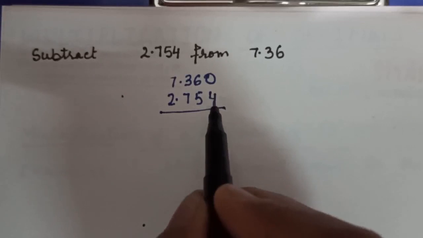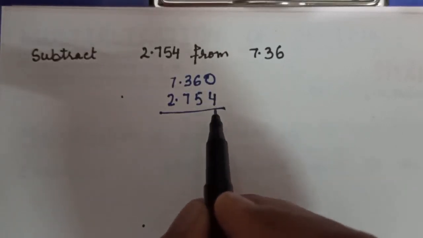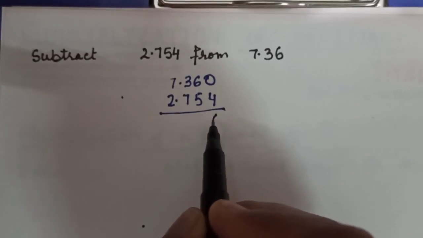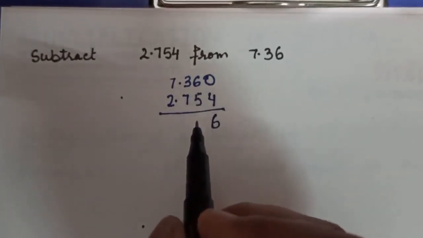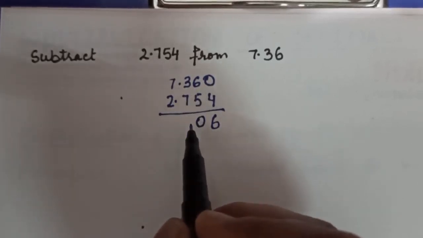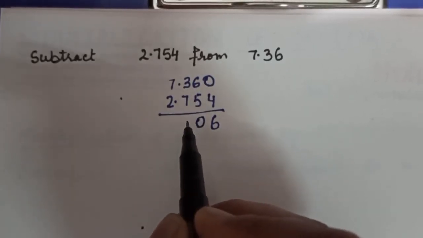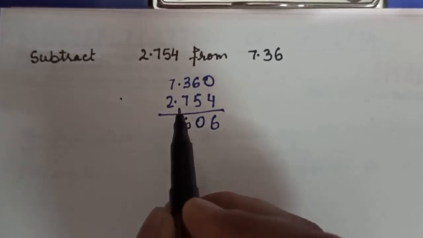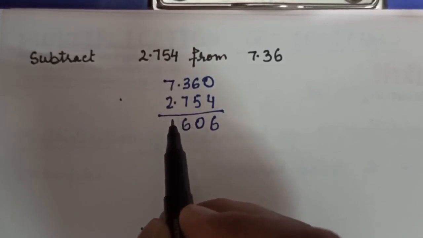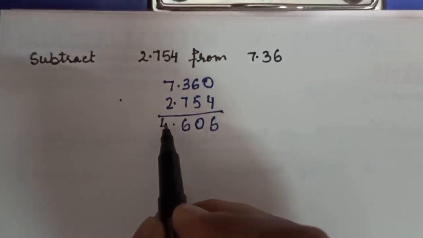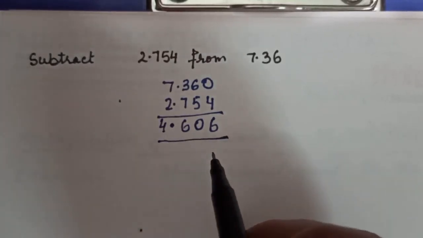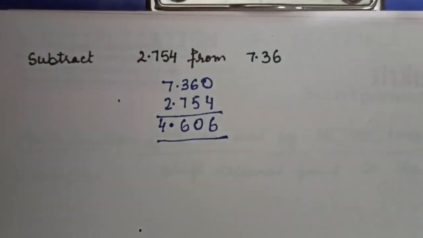Now we will subtract them like simple numbers. Now we know here we will change 0 to 10. So it will become 10 minus 4. 10 minus 4 is 6. Now here we are left with 5. So 5 minus 5, 0. Then 13 minus 7, 6. And here 7 will reduce to 6. So 6 minus 2 is 4, and we will write the decimal at its own place. Same way we will do the subtraction also.